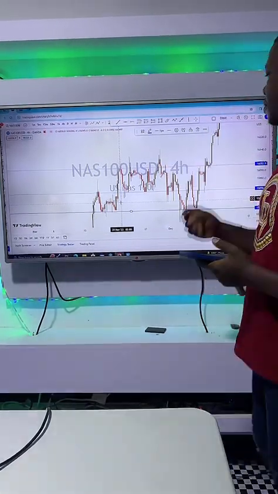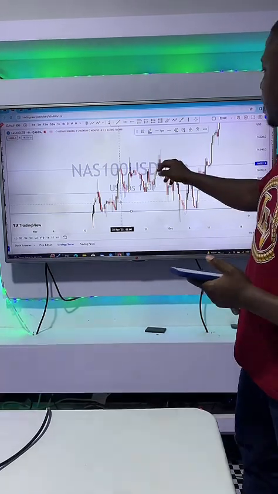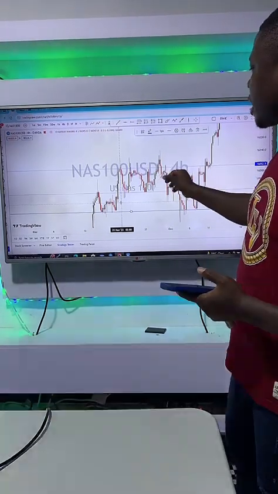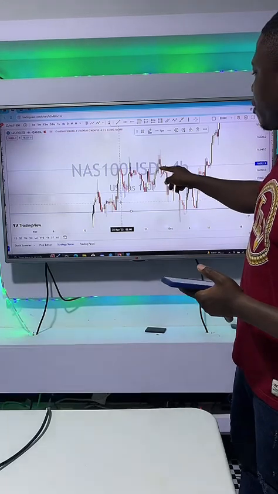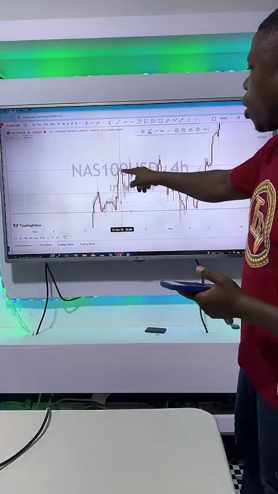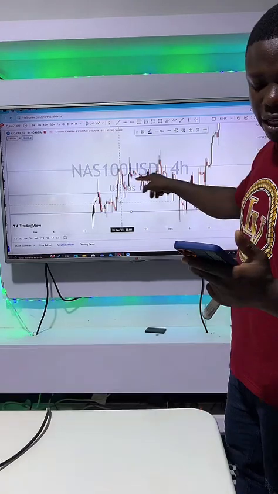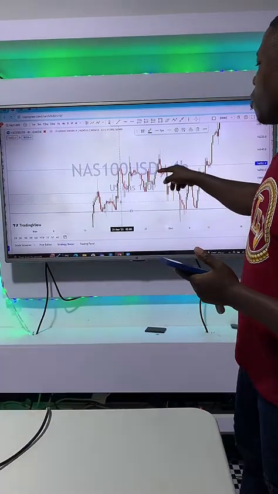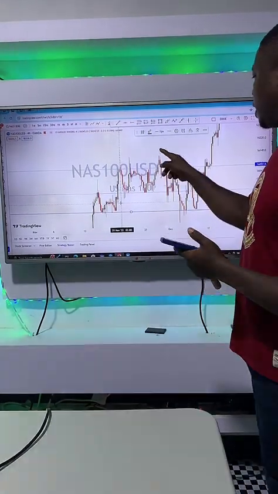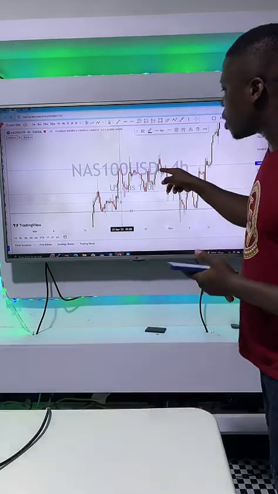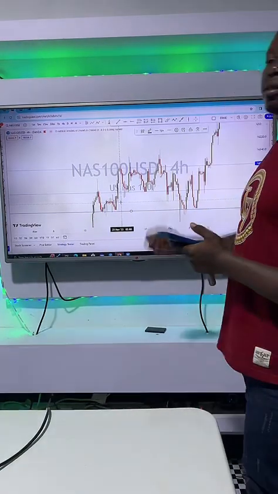But look at what happened. After breaking the zone under normal circumstance, you should be expecting to buy from here, right? Because the range is over and it is now ready to buy. But look at what happened. It closed, it dropped, closing below the zone.